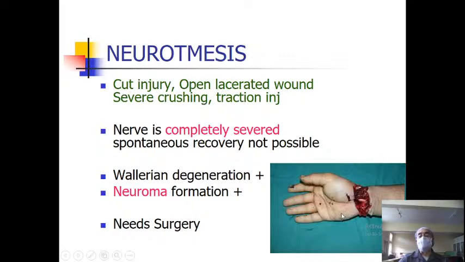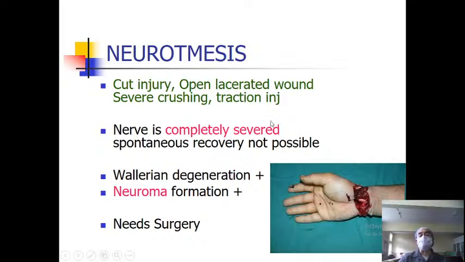The third injury, the ultimate one, is neurotmesis. That means a cut injury. An injury like this, where there is a clean cut of most of the structures. So most of the tendons are cut, some muscles are cut, vessels may be injured here, or some of the nerves which run into the hand from the forearm may be cut. It may be because of a cut injury or an open lacerated wound like this, or some severe crush. Minor crush may lead to neuropraxia, but a severe crush may cut the nerve, or sometimes a severe traction may wrench the nerve root, and that may lead to neurotmesis. And here the nerve is completely severed.